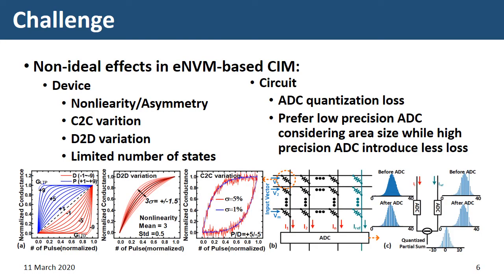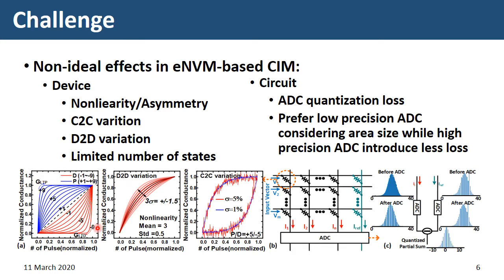So the non-ideal effects in the emerging memory-based computing memory accelerator include the following. Those are the key challenges, especially for the training. First, we can look at the device level non-ideal effects. At the device level, we may have the nonlinearity and asymmetry of the weight updates. That means the conductance tuning is a nonlinear and asymmetric function of the number of pulses.